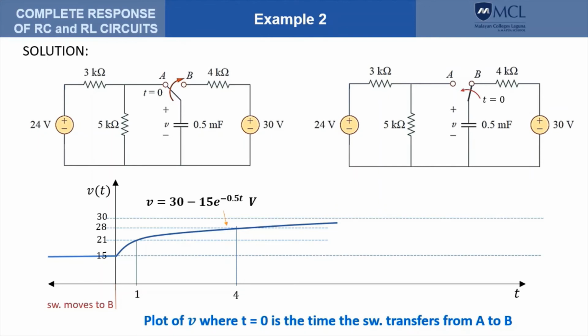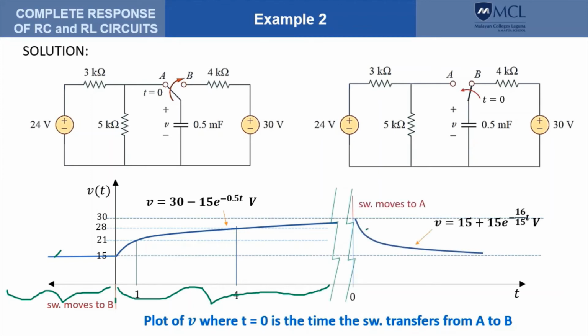So for t before the switch moves to B, this is the behavior of V, so it is at a steady state value of 15 volts. Then we transfer to position B. It undergoes a transient and then settles to 30 volts. And 20 seconds after, we switch back to A, and that should give us this curve here.